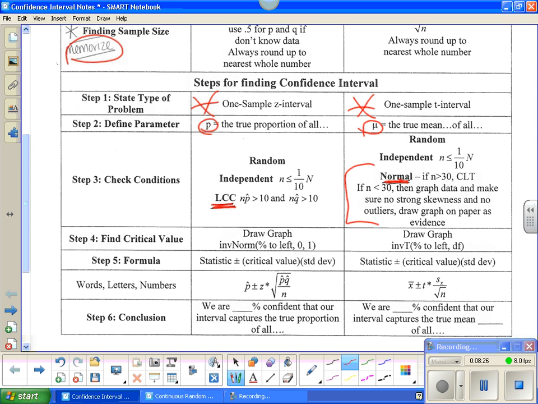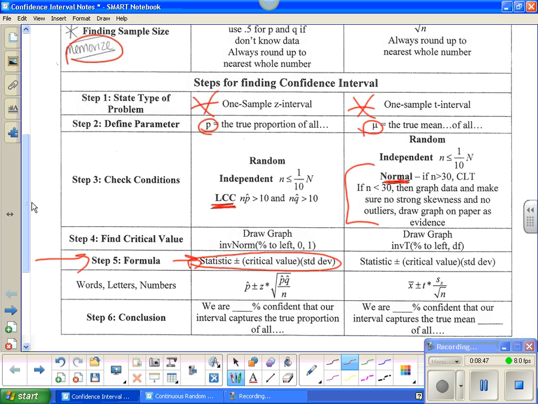Okay. Now, it says step 4, find critical value. My brain doesn't go there. After I do all this, I sort of have this panic. Oh, God, where do I go next? Go to your formula sheet. You're finding a confidence interval. It's labeled on your formula sheet, confidence interval. And you're going to start with this.